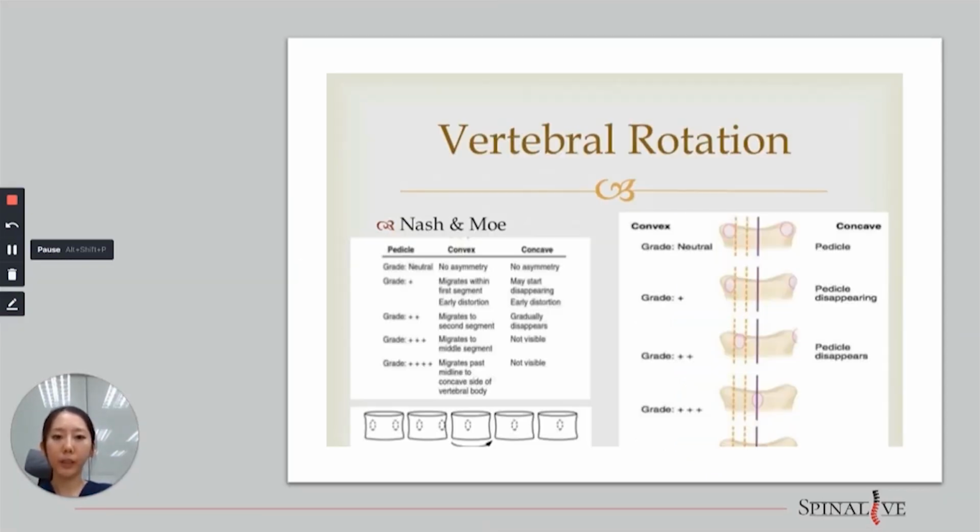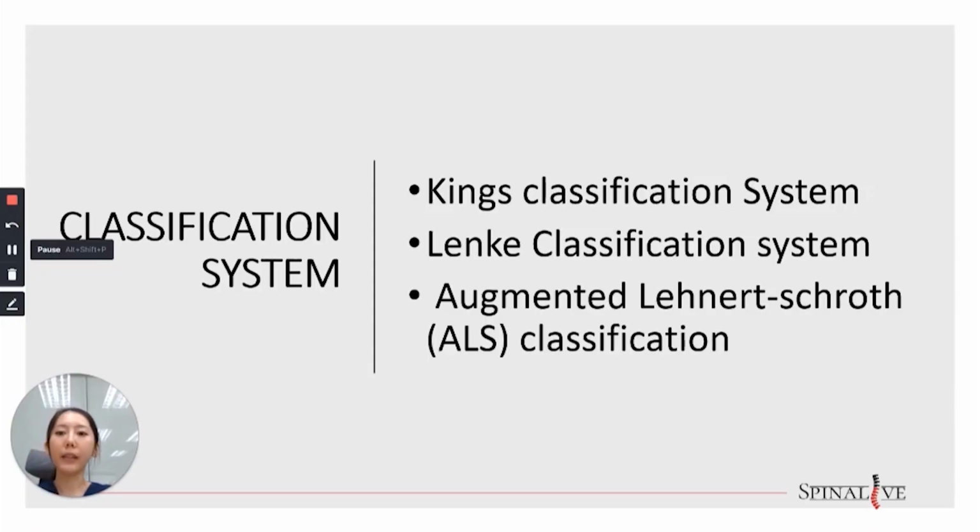So for vertebral rotation, the categories go by plus, plus plus, triple plus, and 4 plus. All this tells us the estimation of the rotation of the vertebra. There's also another tool that we can use called a scoliometer that identifies the angle of rotation of the vertebra. Okay, moving on would be the classification system.